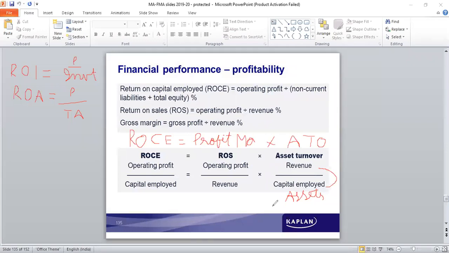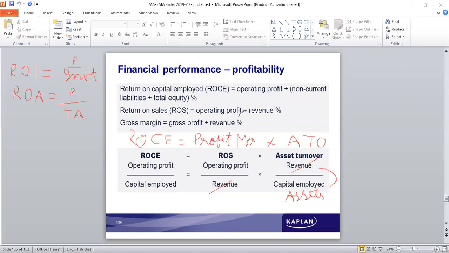So are they efficient? Are they able to convert the assets into turnover? That indicates the efficiency part of it. The first part indicates the profit margin. So profit margin into asset turnover ratio. Profit margin is profit by sales. Asset turnover ratio is sales by assets. Ultimately, revenue gets cancelled, and we have operating profit divided by capital employed or assets, or investment, anything.